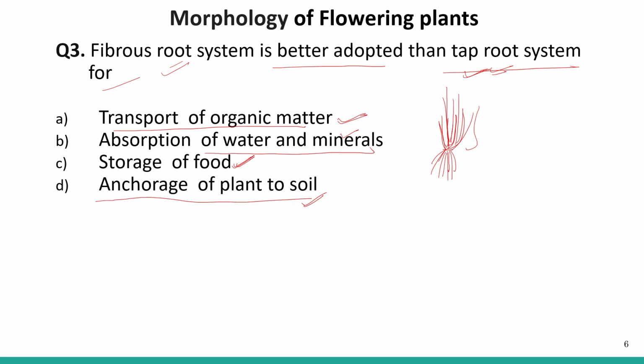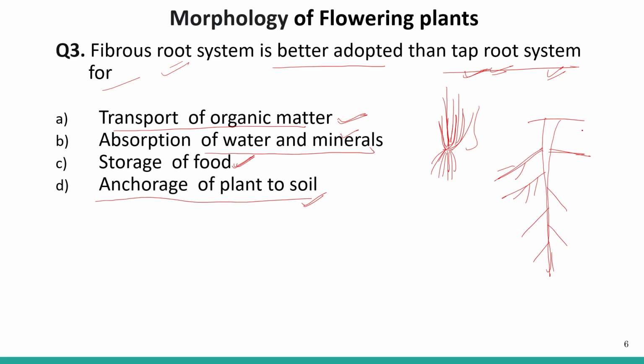so they need proper anchorage to the soil, proper attachment to the soil. Now if we talk about the tap root system, this tap root, that is the main root, goes deep into the soil. It goes deep into the soil, and it also gives rise to the secondary level of roots, and the secondary roots again give rise to the tertiary level of root, like this.